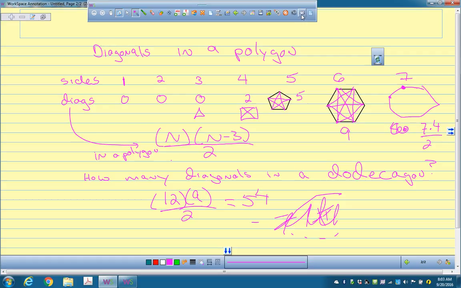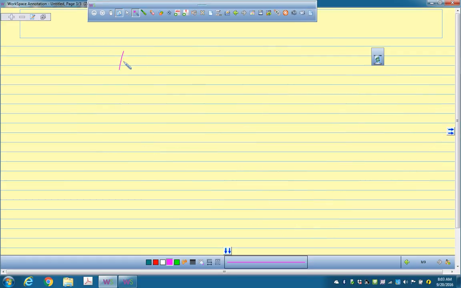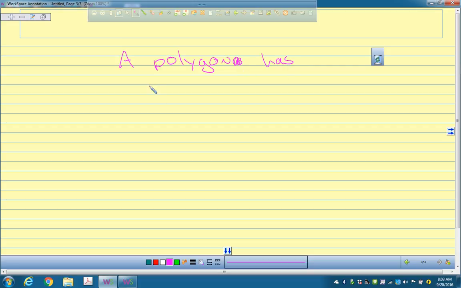So what if I went backwards, okay? I'm gonna let you guys try this one. A polygon has 35 diagonals. How many sides does it have? Go ahead, you give that a shot.